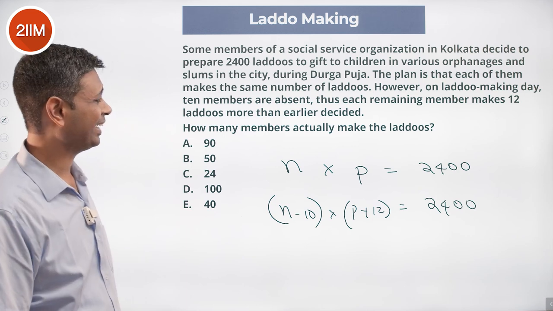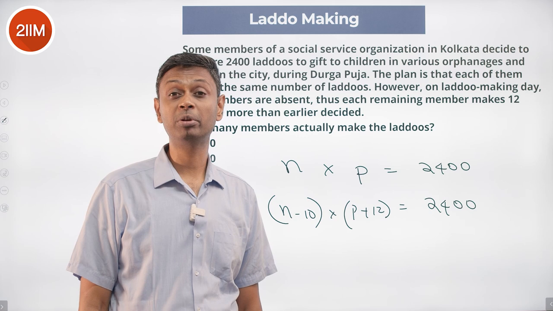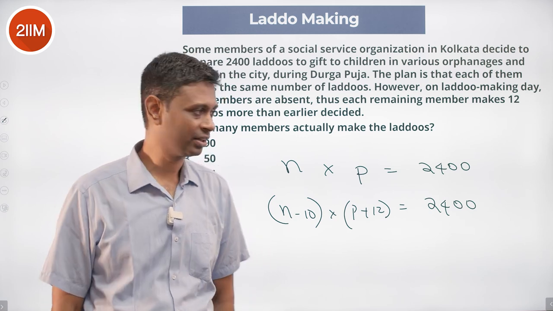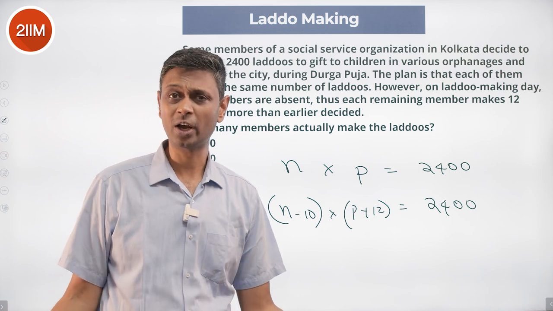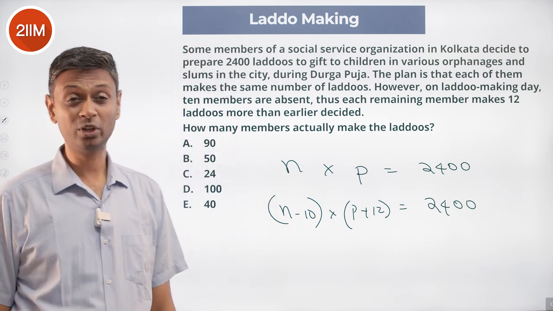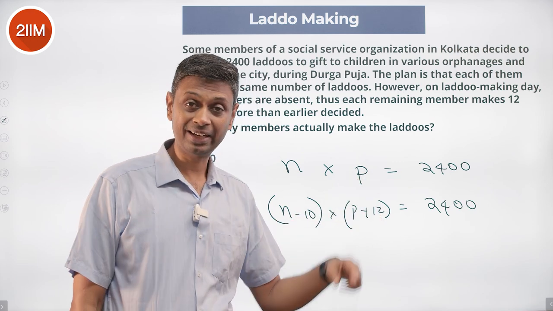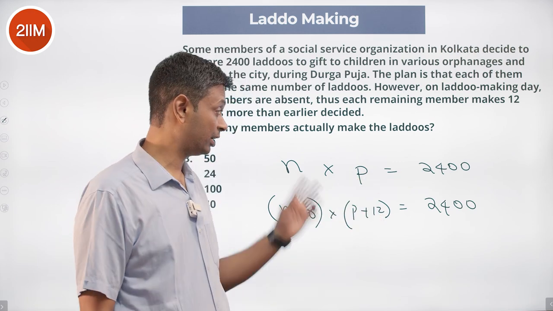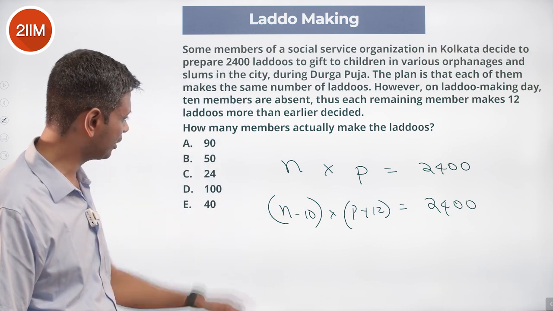And so factorize 2,400 into nice numbers. The number of laddus should be an integer. The number of people should definitely be an integer. Somewhere you do a minus 10 here and a plus 12 there, it should work. And so I like this. You could solve this: multiply, put NP as 2,400, that will get cancelled, get n in terms of p, plug it back here, simplify. Far simpler, far quicker. You want to find n minus 10.